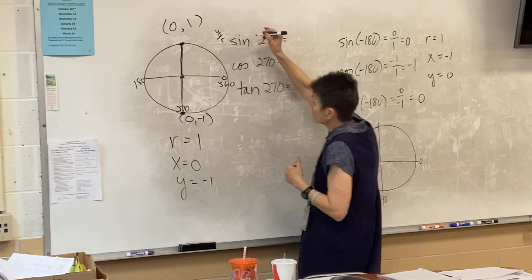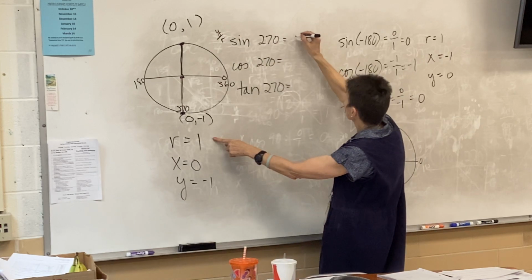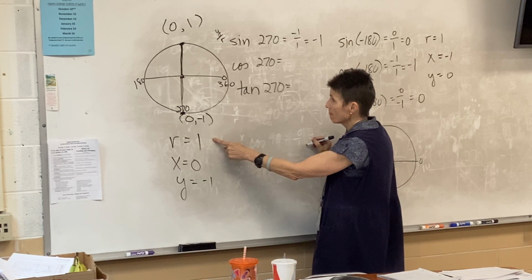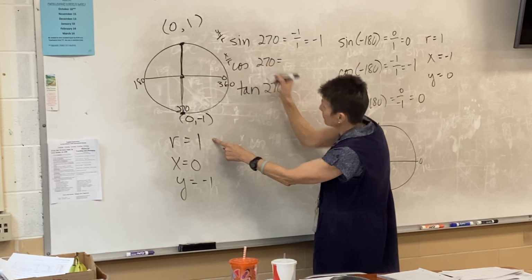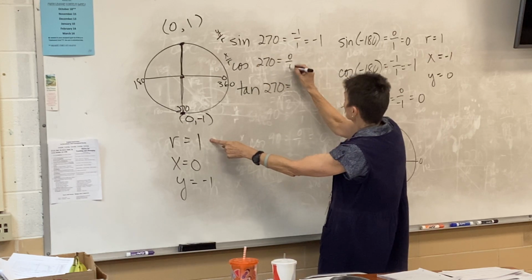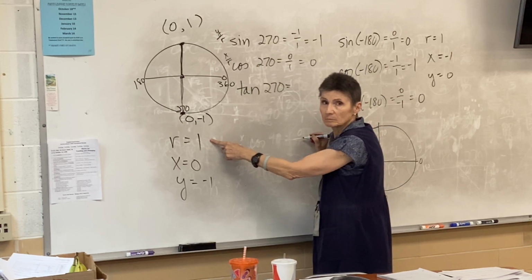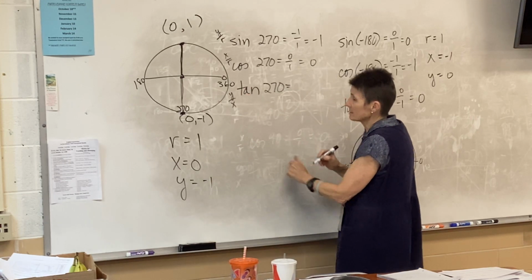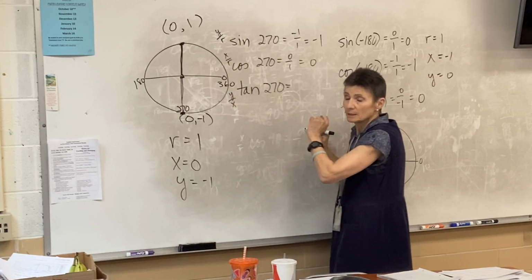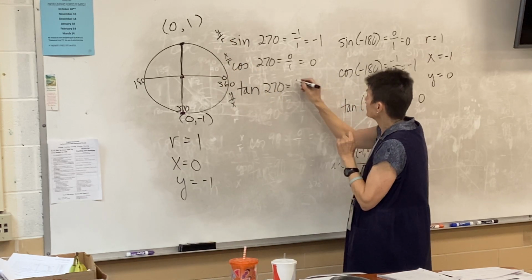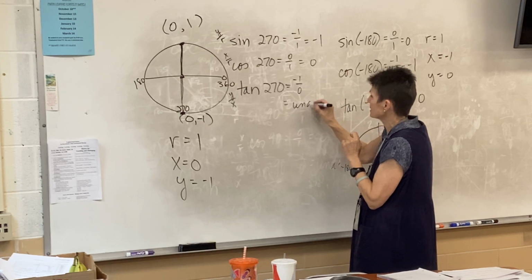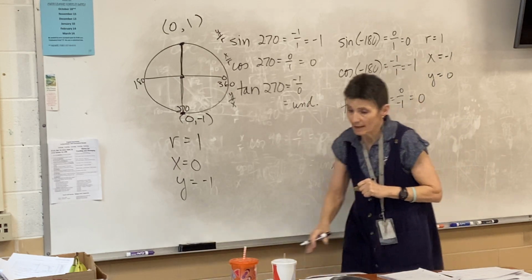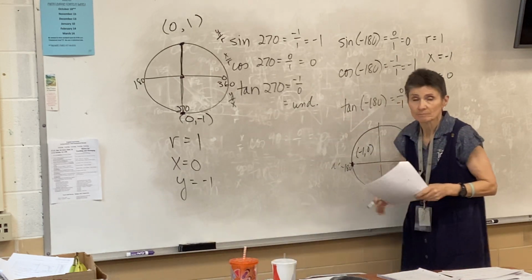Sine is y over r. Y over r, -1 over 1, -1. Cosine is x over r. 0 over 1, 0. And tangent is y over x. These are on your purple sheet. Tangent is y over x, which is -1 over 0, which is undefined. You can't have a 0 in the bottom. Every time you have a 0 in the bottom, it's undefined.